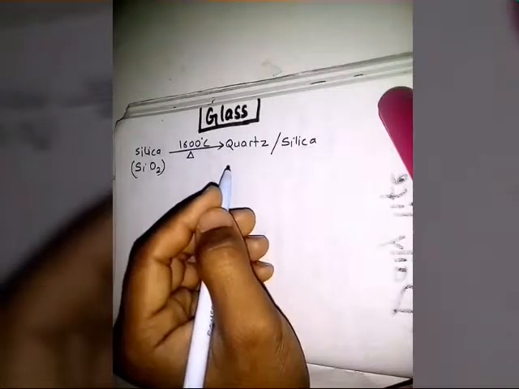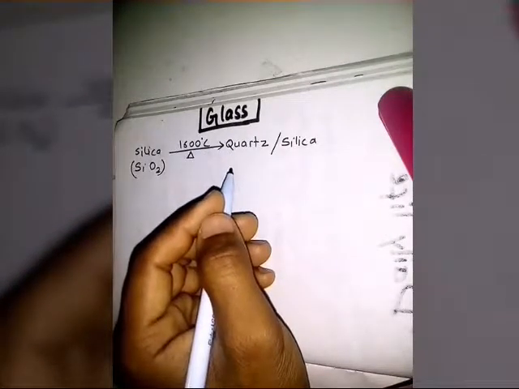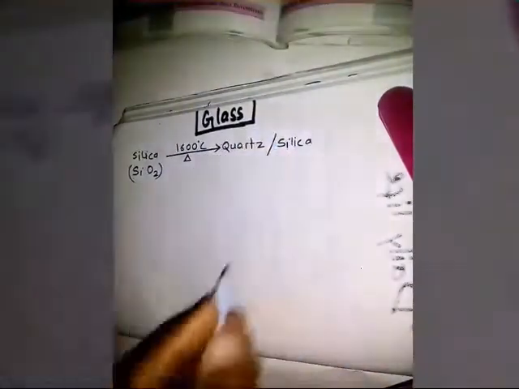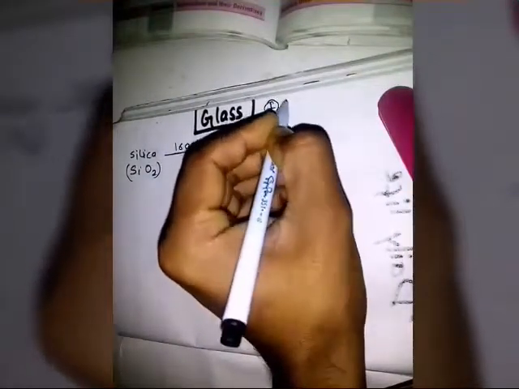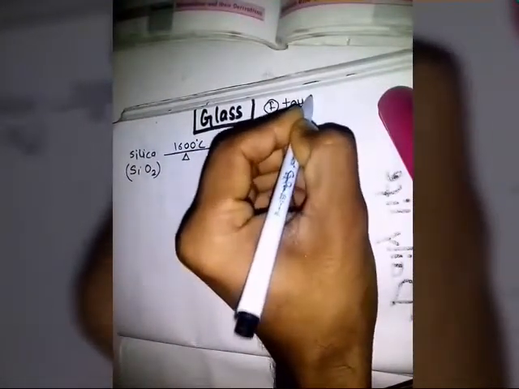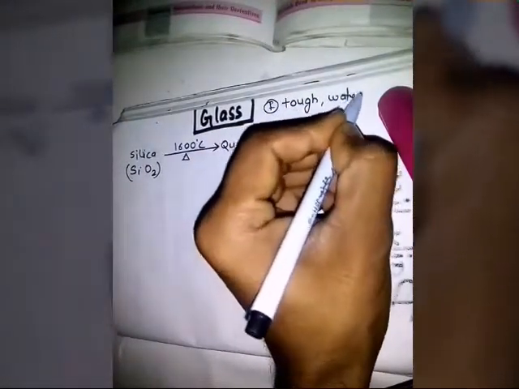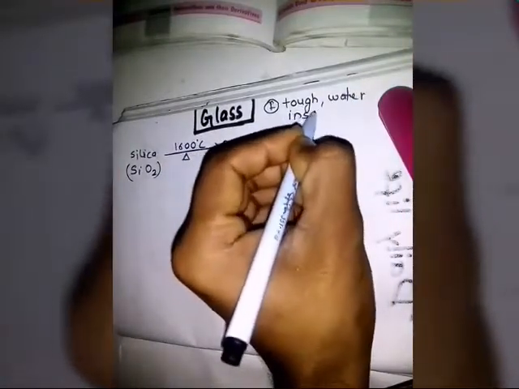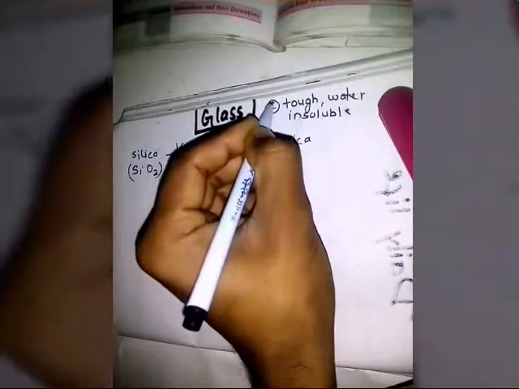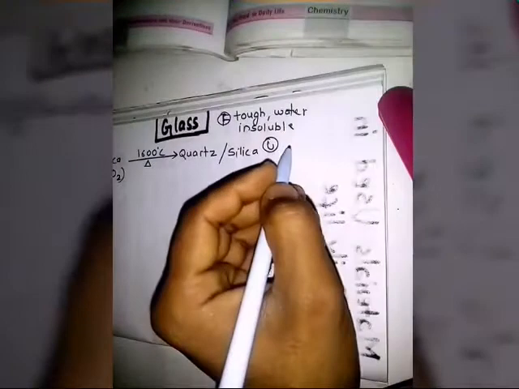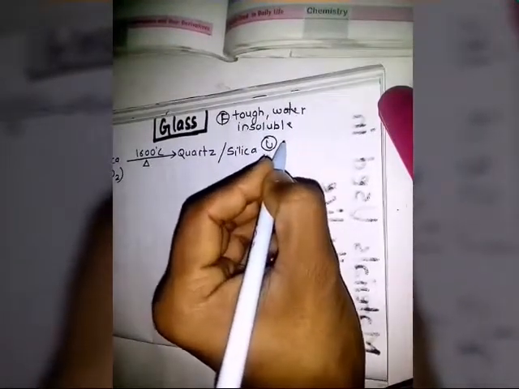Now see, from the exam viewpoint we have to know two things: feature and use. Regarding its feature, this glass is very tough, and this is water insoluble. I'll just write F to denote feature. And next thing, let's talk about the use of this glass. Where is this glass used? For use, it is used to make gems.